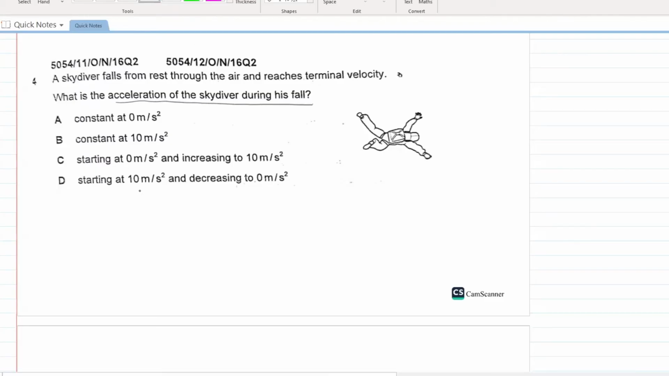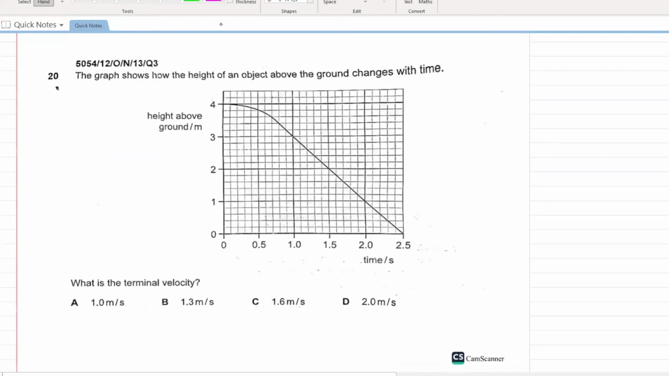It starts at 10 m/s² and then decreases to 0, because in the starting you have only weight acting. So your acceleration will be 9.8 or 10, and then it will decrease to 0 as you reach terminal velocity. Here you reach terminal velocity. Simple as that. Let's see this question.